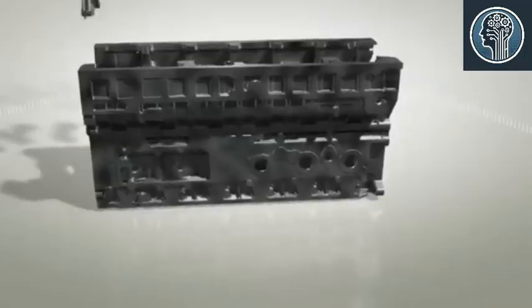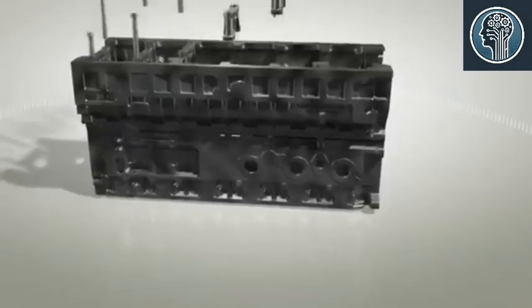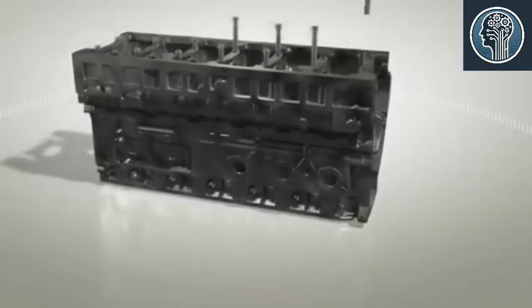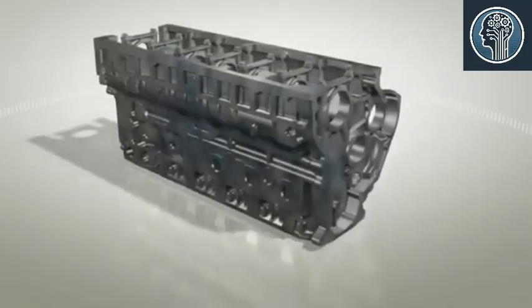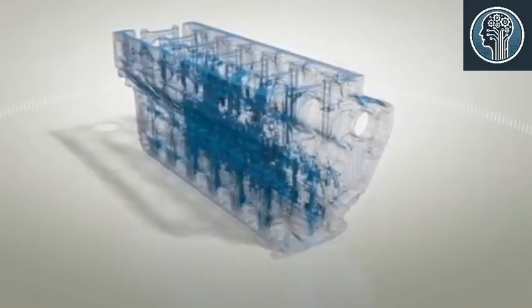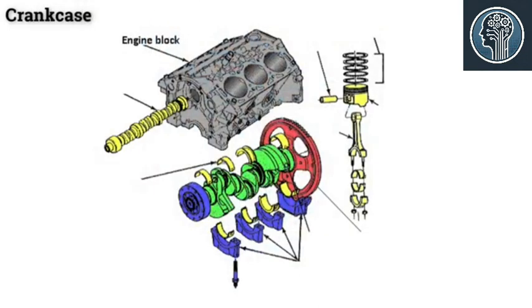Either it can be cast integrally with the block, or it can be cast separately and attached to the block with bolts. The crankcase is shaped simply like a box, having no bottom surface. The function of the crankcase is to provide support for the main journals and bearings of the crankshaft, rigidly maintaining the alignment of their axes of rotation under various engine loads.